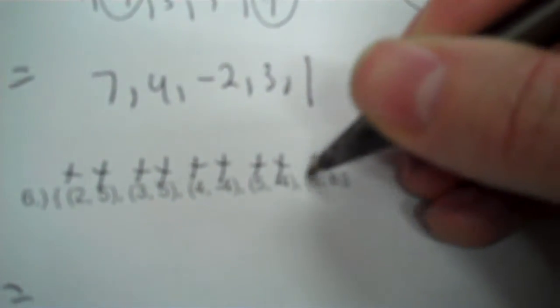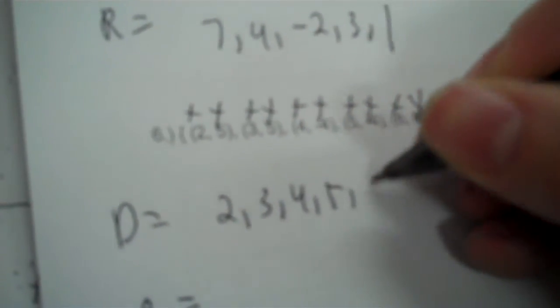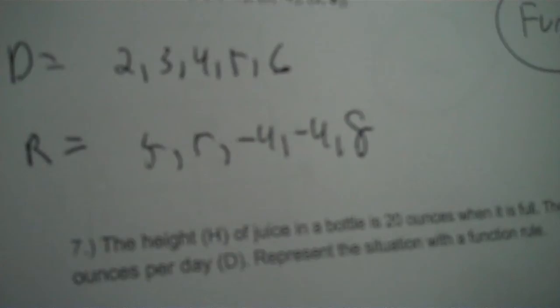Okay, next one, domain, range. 2, 3, 4, 5, 6. That is a function. It's all about the domain. But you need to list the range numbers. 5, 5, negative 4, negative 4, 8. I don't care if there's repeats in the range. Okay, I list it, but yeah.